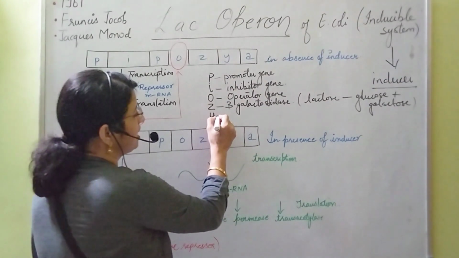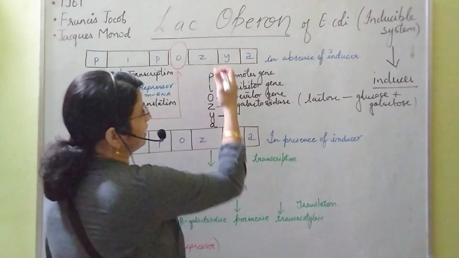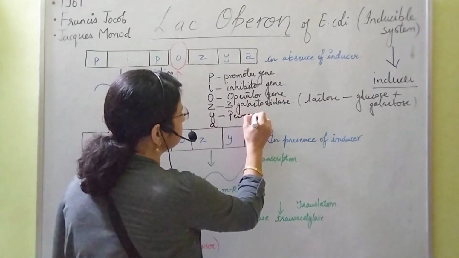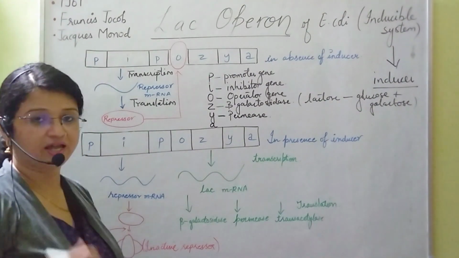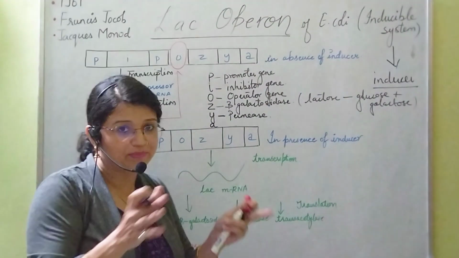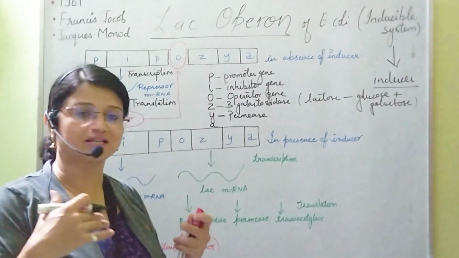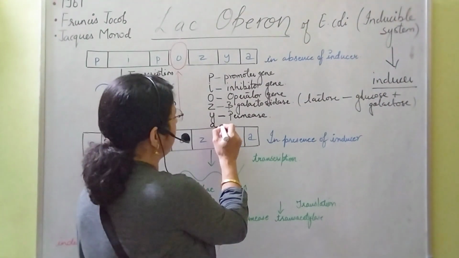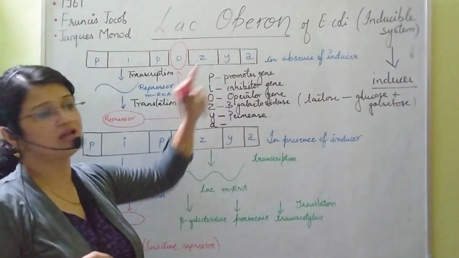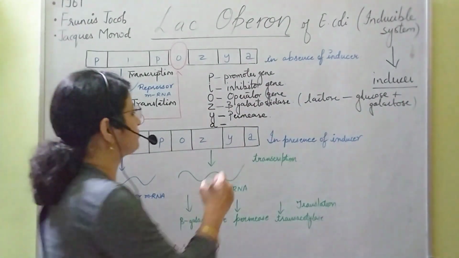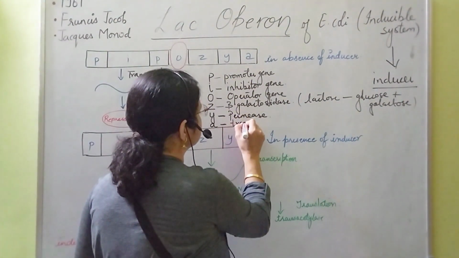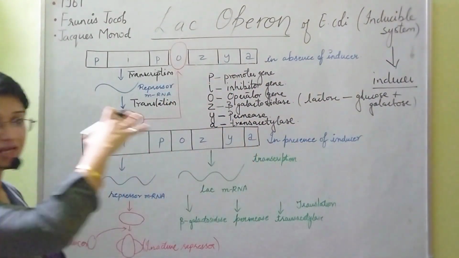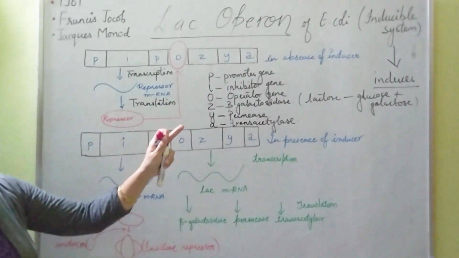Next is gene Y. It undergoes transcription and translation and produces the enzyme permease. This permease is required to make the cell membrane permeable, as a result of which lactose can enter the cell. And the gene A undergoes translation and produces the enzyme transacetylase. So this is the full form of all these genes and their functions.